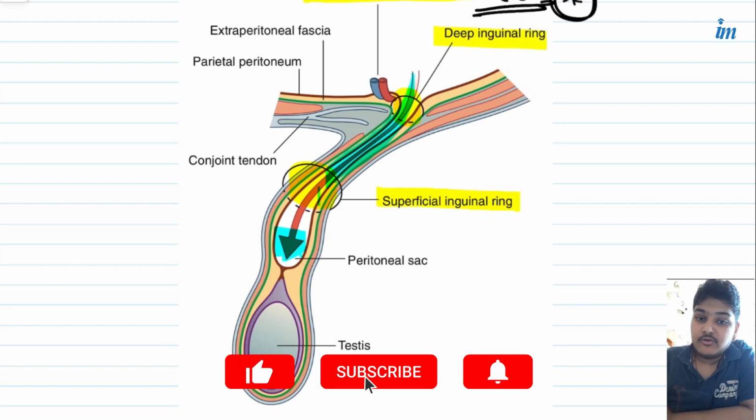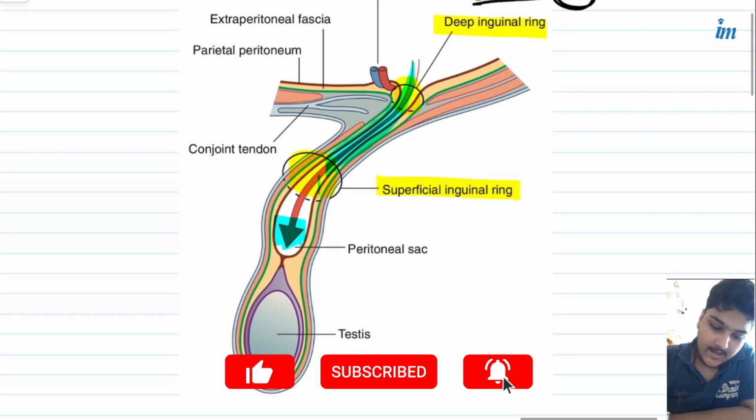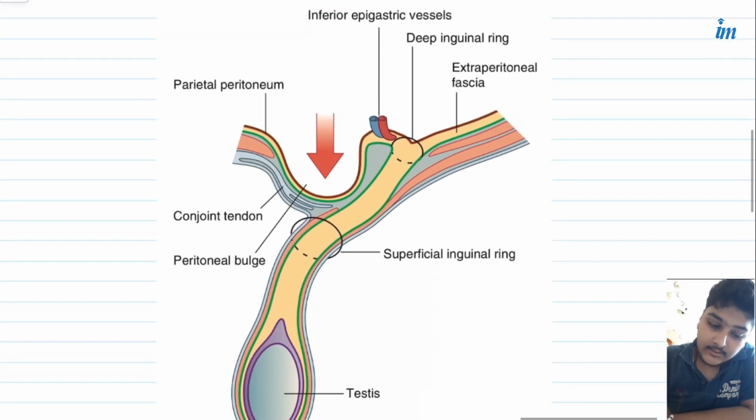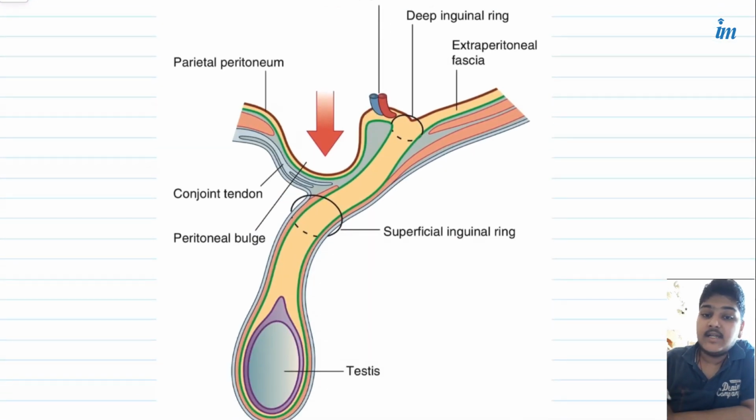So this was the protrusion of the direct inguinal hernia. So let's see it here. Your direct inguinal hernia protrudes at the inguinal triangle. It protrudes inside the inguinal triangle or Hesselbach triangle that we just discussed. Now here you can see the direction of the arrow.